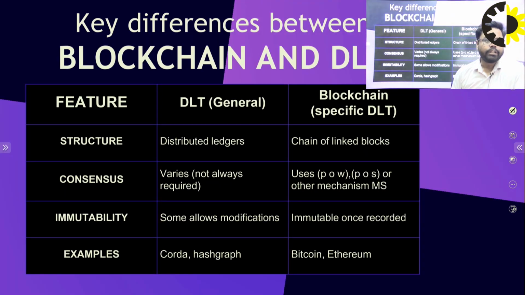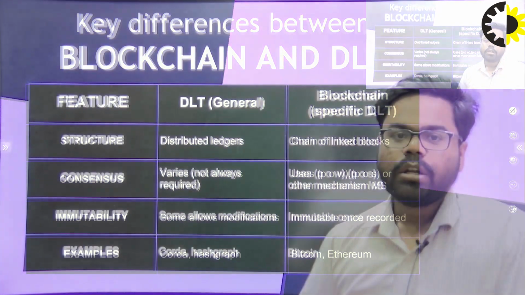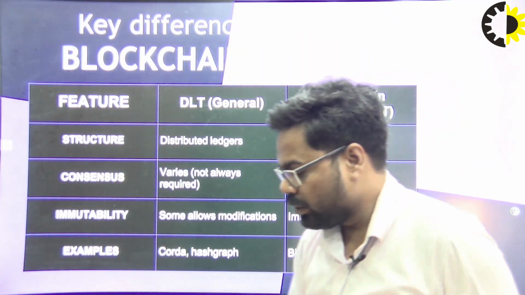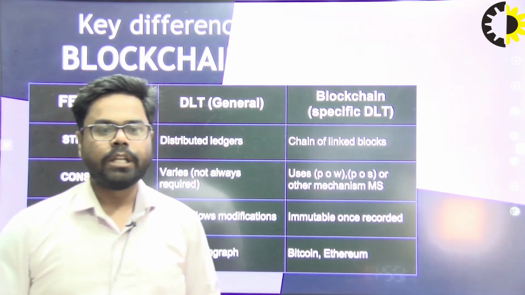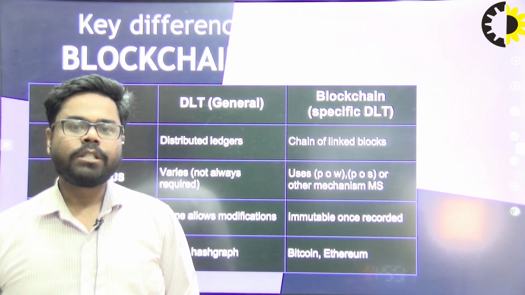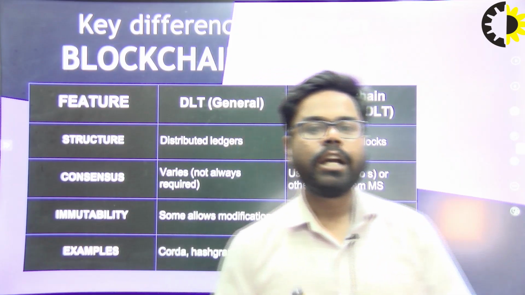Okay, what is the difference between blockchain and distributed ledger? The structure: a distributed ledger is distributed, and the blockchain has a chain of linked blocks. Consensus mechanism: it varies, because it is not always required in a distributed ledger, but in the blockchain, proof of work, proof of stake, and other mechanisms are required. Immutability: some modification is allowed in a distributed ledger, but in the blockchain it is immutable, because once recorded, it can only be updated by another block.